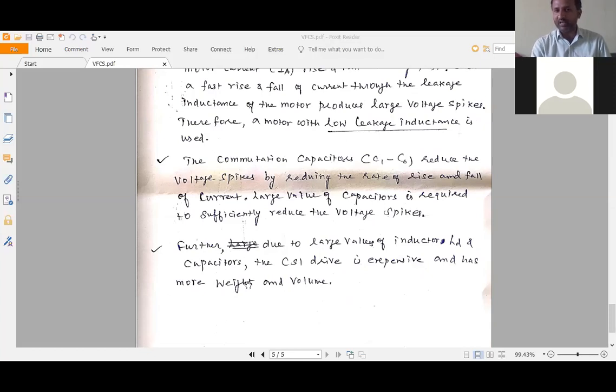So this is one of the drawbacks of using large values of inductor and capacitor to construct the current source inverter. The only advantage is that it is more reliable with large values of inductor and capacitor. But the circuit becomes more expensive, heavier and more bulky. That is one of the major drawbacks of using large values of capacitor and inductor in the circuit.